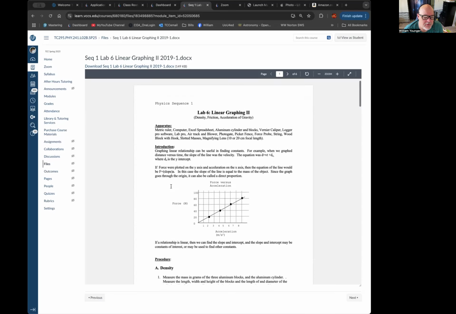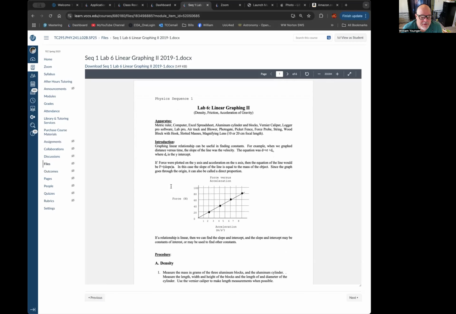So you look here, it says introduction. Graphing a linear relationship can be useful in finding constants.